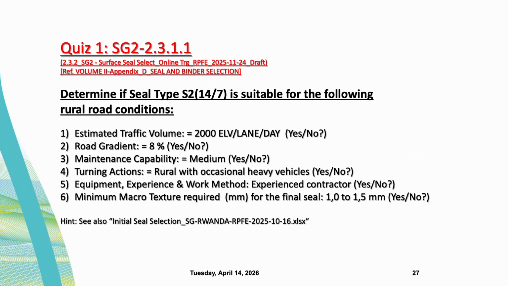Okay, then we go down to a quiz. Six questions that you can try to answer. The question is, determine if this seal type, double seal 14-7, is suitable for the following rural road conditions. You've got the traffic volume as 2,000 equivalent light vehicles per lane per day. The gradient is 8%. Are you going to use it, yes or no?